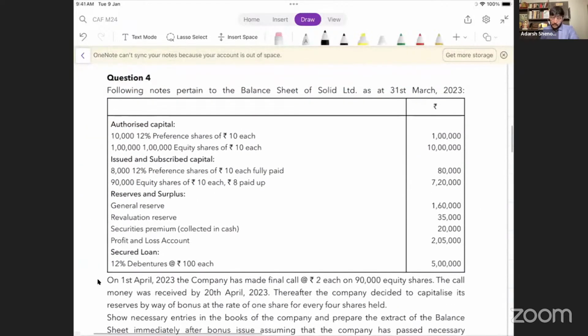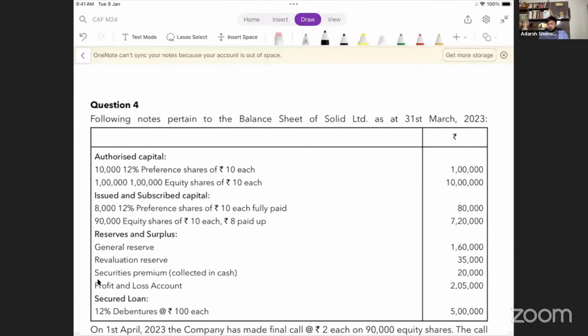Now we'll do a question where they have asked the balance sheet also. So this is a classic question. There are so many questions like this in your ICA material. We'll do a couple of them in the class and the rest you can try later.